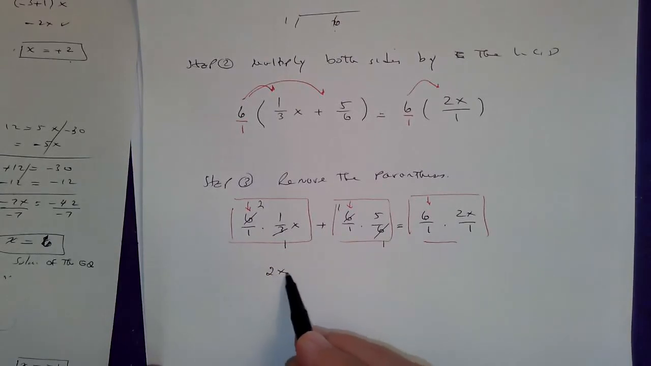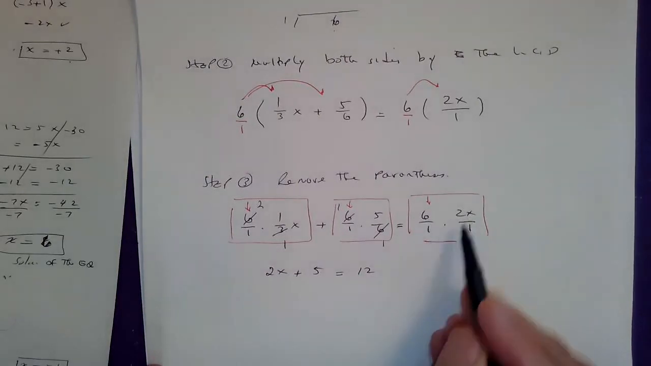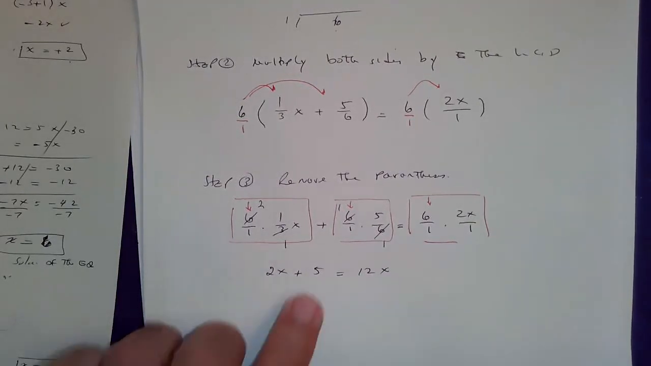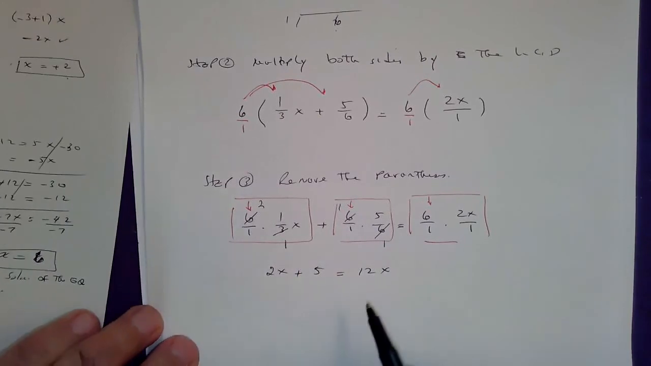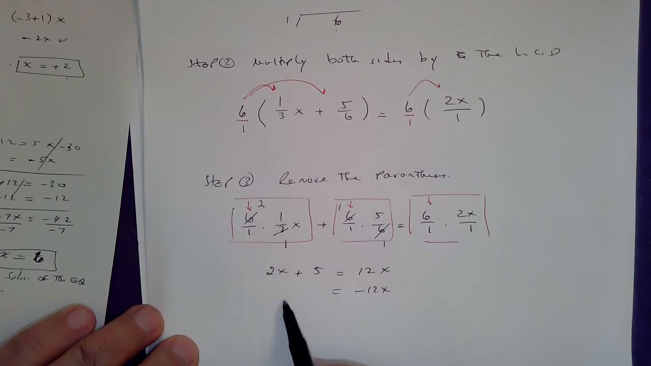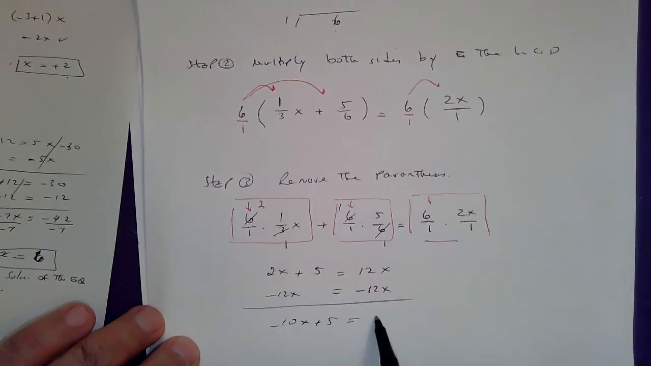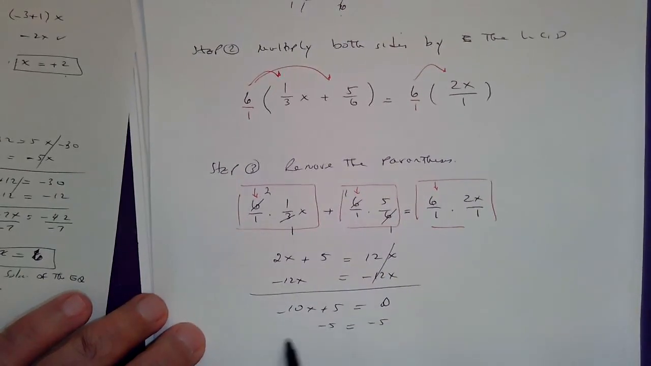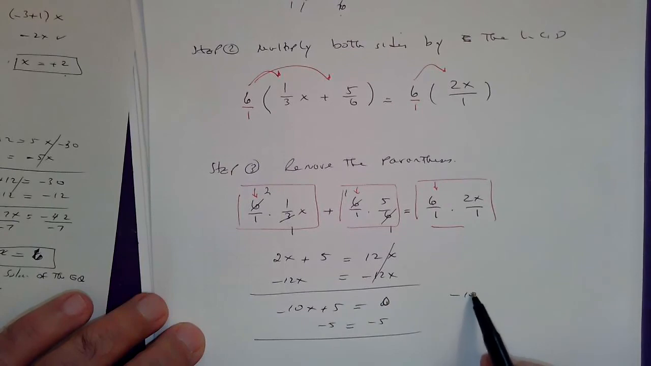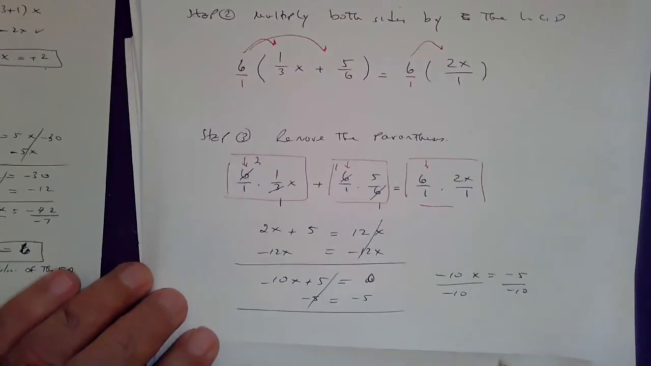So the answer is 2x plus 5 is equal to what? 6 times 2x is 12x. Notice no more fractions. That's how you clear the fractions. Subtract 12x, so you get negative 10x plus 5 is equal to 0. Now subtract 5, so you get negative 10x is equal to negative 5. Divide both sides by the coefficient of x, which is negative 10.